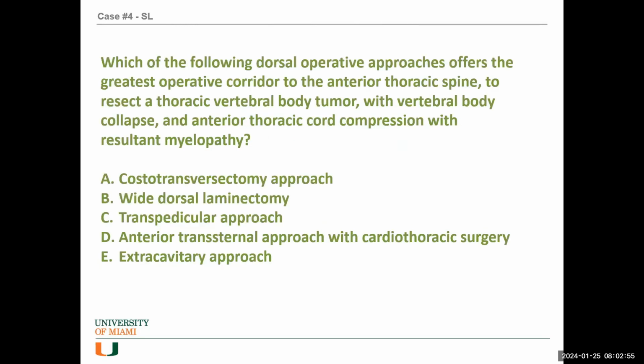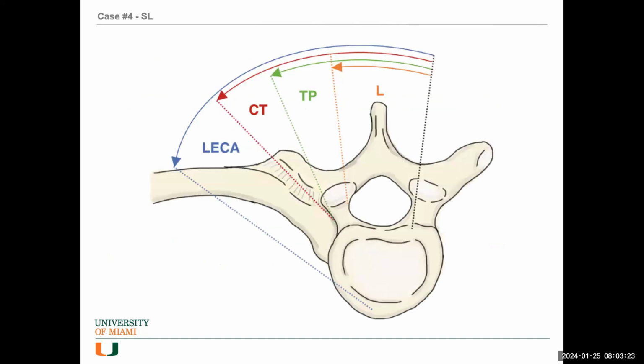Okay. All right. Essentially, this is the last question. They're asking what corridor surgically offers the widest area to enter into the anterior thoracic spine, for a resected thoracic vertebral body tumor, anterior cord compression, etc. It is essentially asking which of these gets you to the front of the body, the ventral area of the thecal sac and spinal cord, as aggressively as possible. Extracavitary approach, and this is the picture.